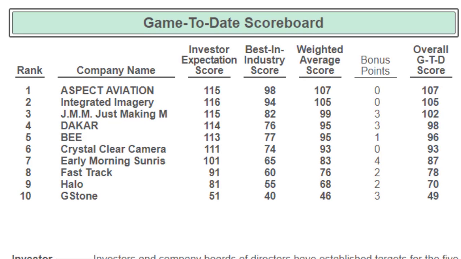Next, we have the game-to-date scoreboard. Team A is leading so far with 107. Team I is 105. JM is at 102, so yeah, they took a hit in Year 9, but they're still right there. They still can win the simulation, just like Team D. They're at 98. Team B also. C is at 93, and E is at 87. So watch out for E now.